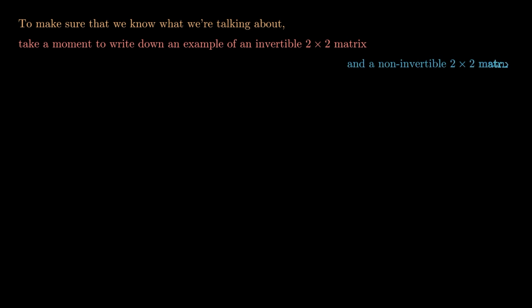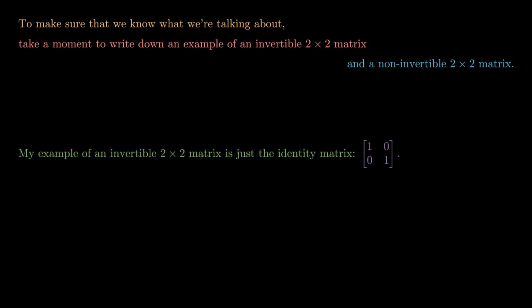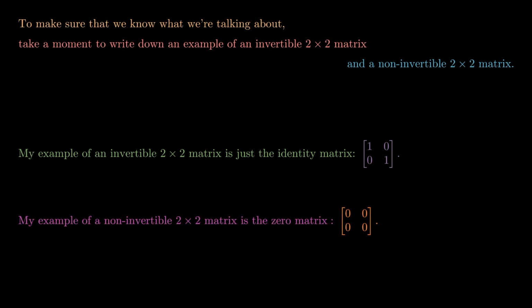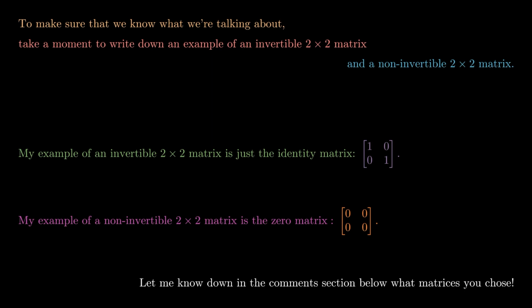Again, to make sure we know what we're talking about, take a moment and see if you can write down an example of a 2x2 invertible matrix as well as a 2x2 non-invertible matrix. My example of an invertible 2x2 matrix is just the identity with 1, 0, 0, 1. My example of a non-invertible 2x2 matrix is just the zero matrix, the matrix with zeros in all columns and all rows. In the comment section down below, let me know what examples you chose. Did you choose the dumb ones that I chose, or did you choose more interesting ones?